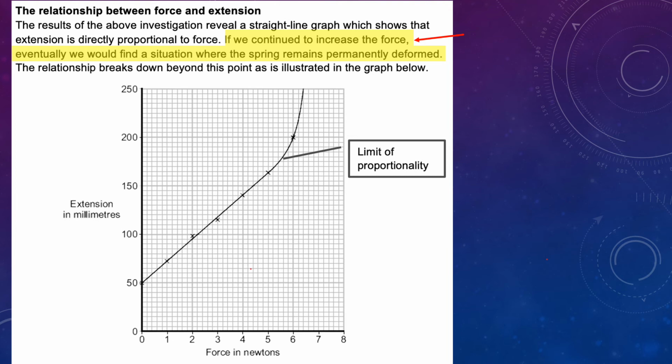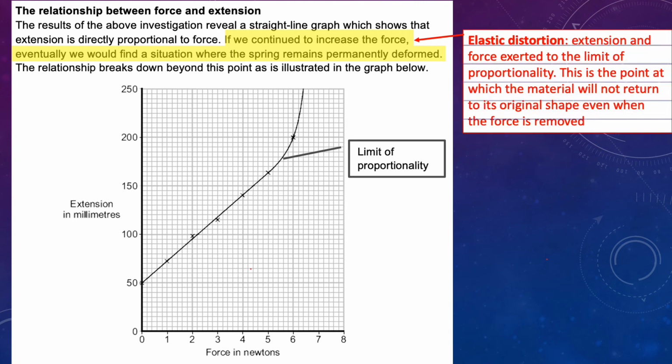So if you want to highlight that sentence there, because that's actually a pretty important observation, and there's a name for this. There's a name for when you stretch something so far that it becomes permanently deformed, and we call that elastic distortion. And elastic distortion is known for the extension and force exerted to what's called the limit of proportionality. All right, and that's labeled right on the graph there. You'll notice that the limit of proportionality is where the graph doesn't become linear anymore, it actually becomes a curve. And the limit of proportionality is the point at which the material will not return to its original shape even if the force is removed.